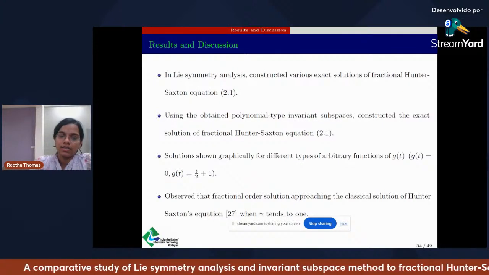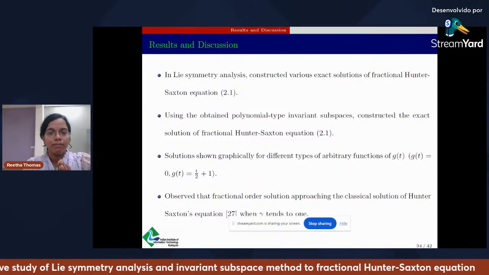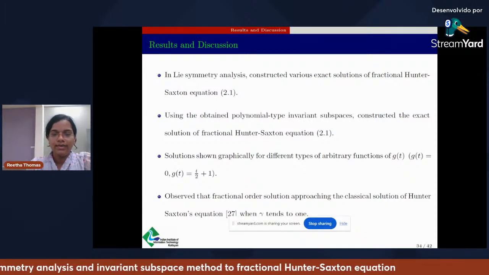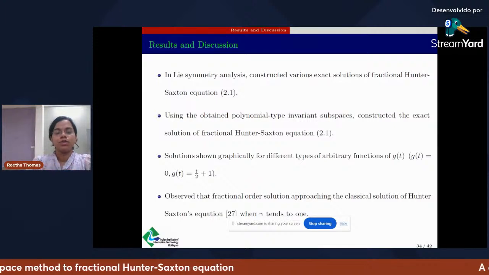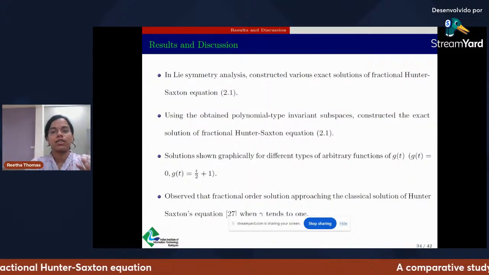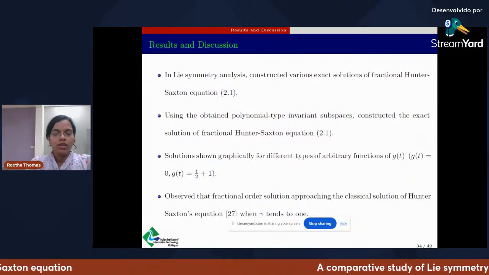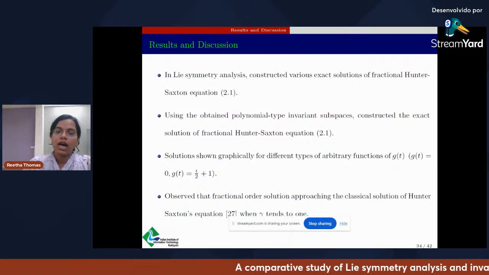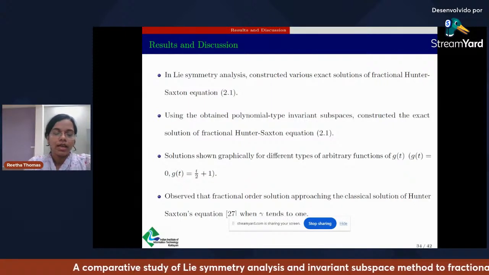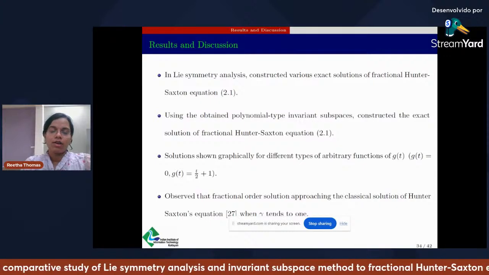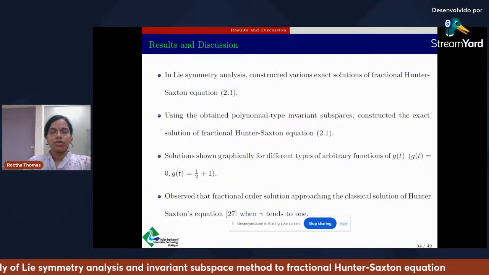From the graph, it is clear that when gamma tends to 1, the solution approaches the classical solution of the Hunter-Saxton equation. That is, when we put gamma equal to 1, the fractional PDE reduces to the integer order Hunter-Saxton equation. So when gamma tends to 1, the solution also approaches the integer order Hunter-Saxton equation solution.